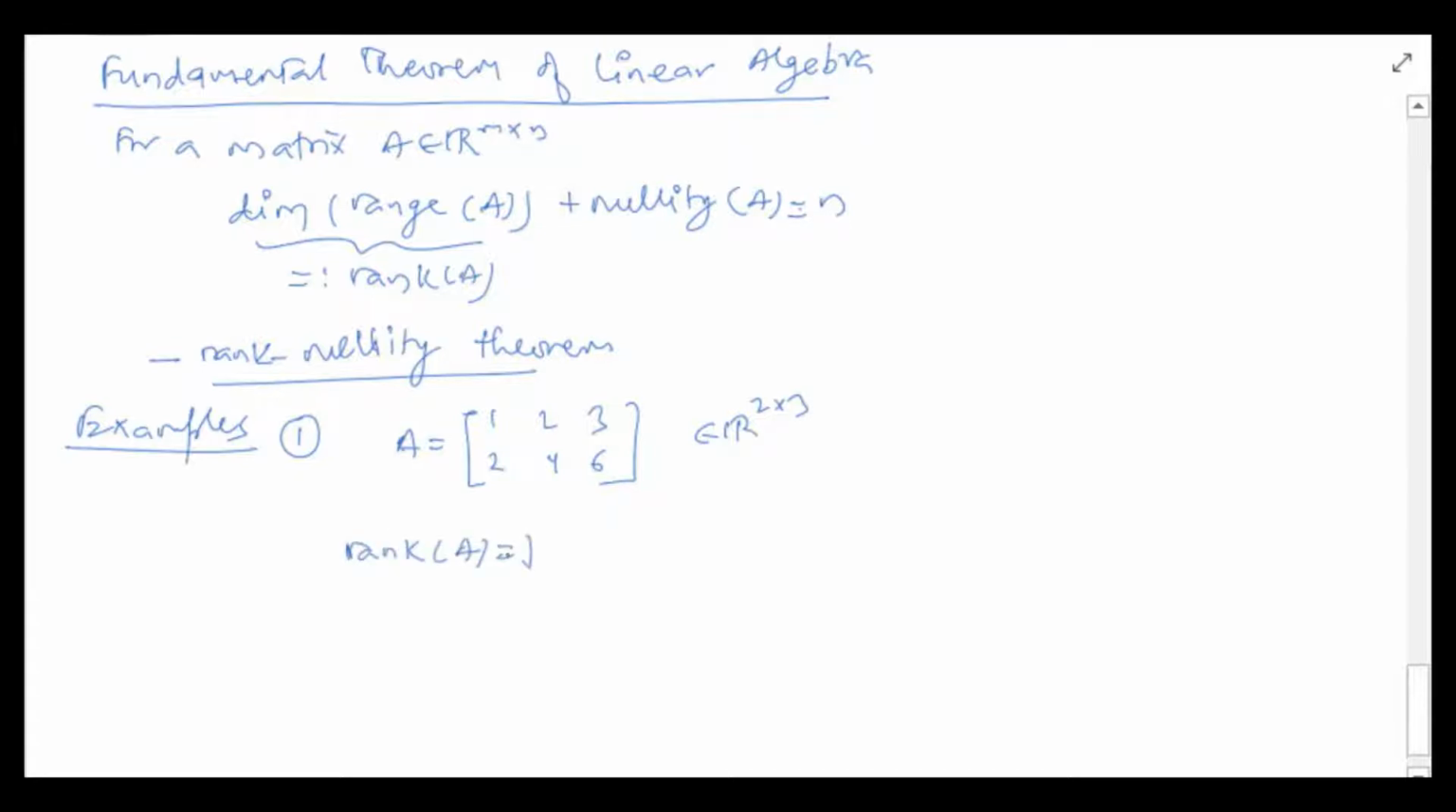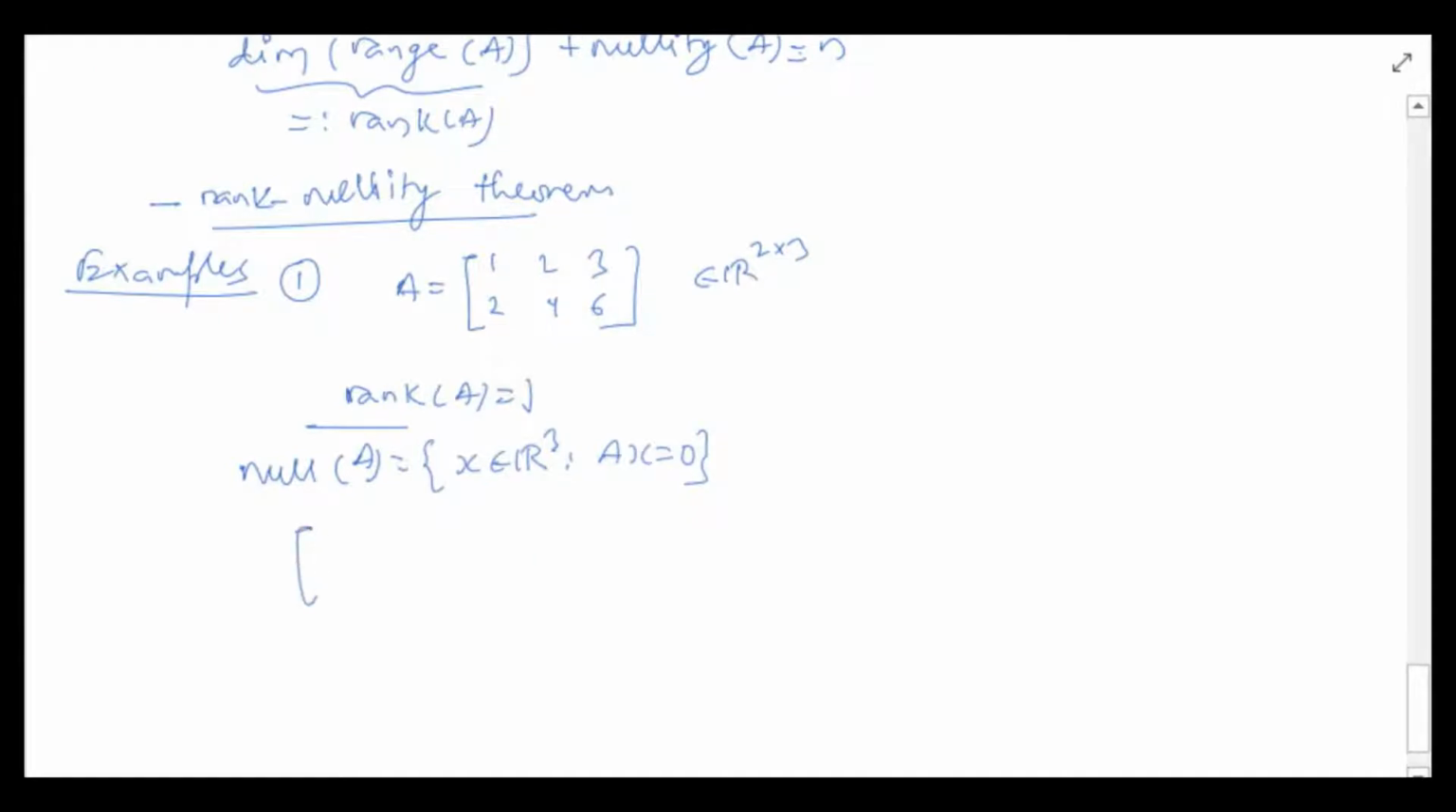Now we will investigate the nullity of A. Towards that, let's write what the null space of A is. It is x in R^3 such that Ax equals 0. It can be easily checked that the vector (2, -1, 0) is in the null space of A. Why? We can verify that A times this vector equals the 0 vector.